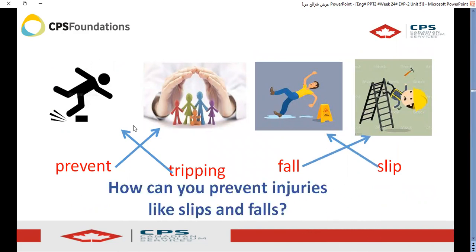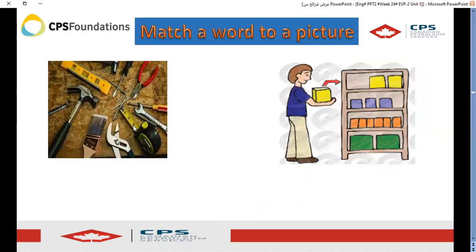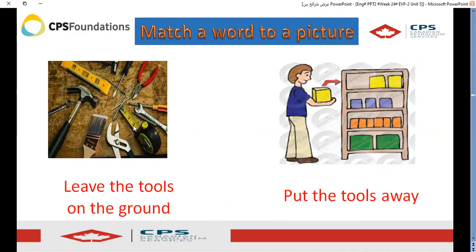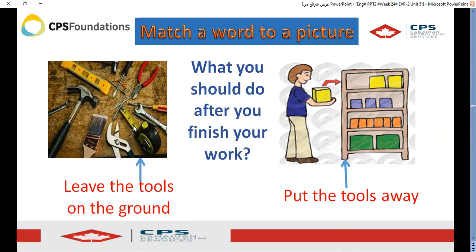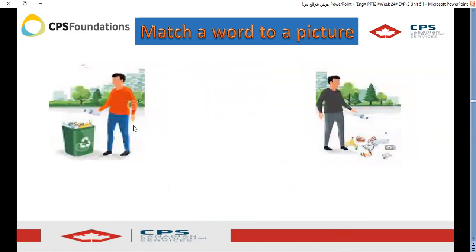How can we prevent injuries like slips and falls? You know that we have to keep our workshops clean and clear. When you use your tools, you have to put them away, not to leave them on the ground, as you know. So this is to leave the tools on the ground. This is not correct. Put them away is the correct action after you finish your work.